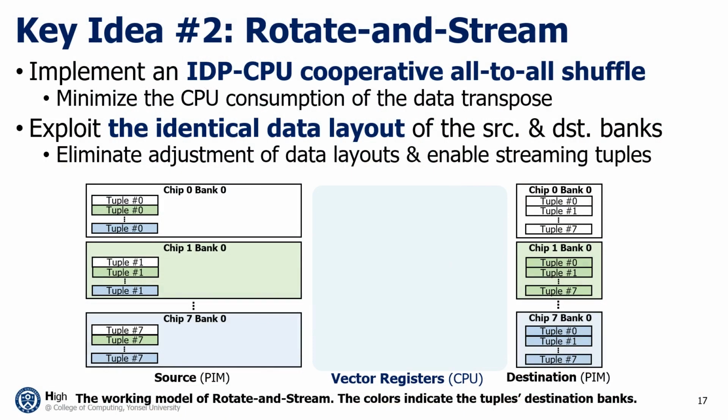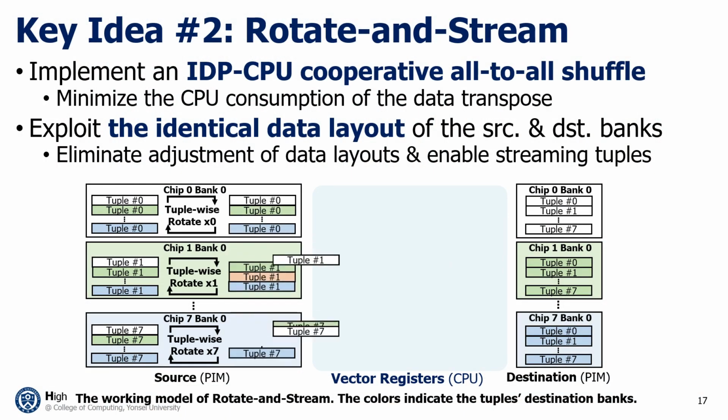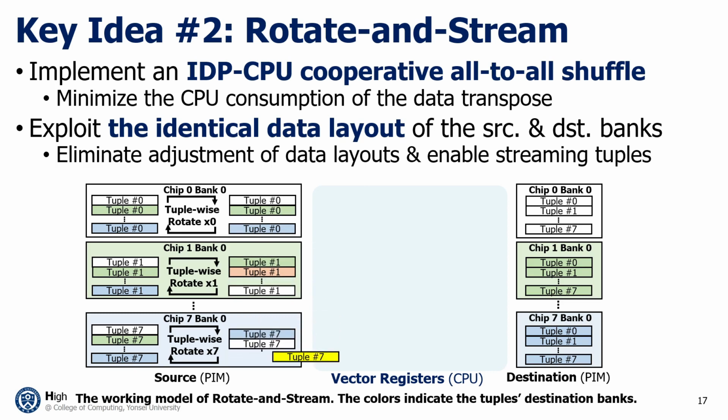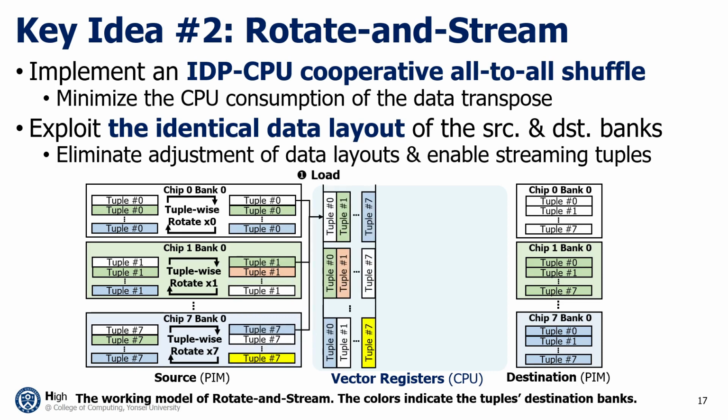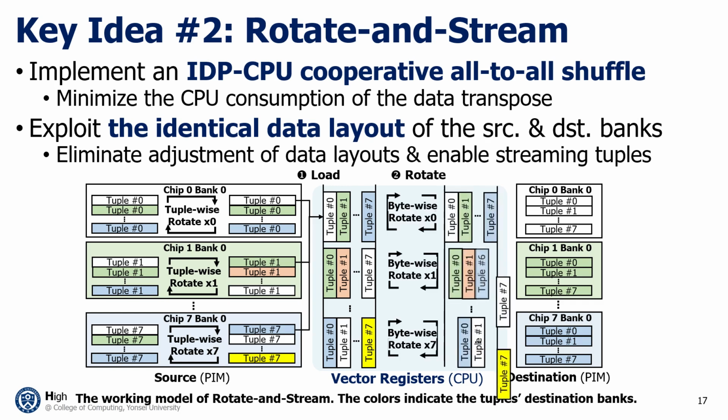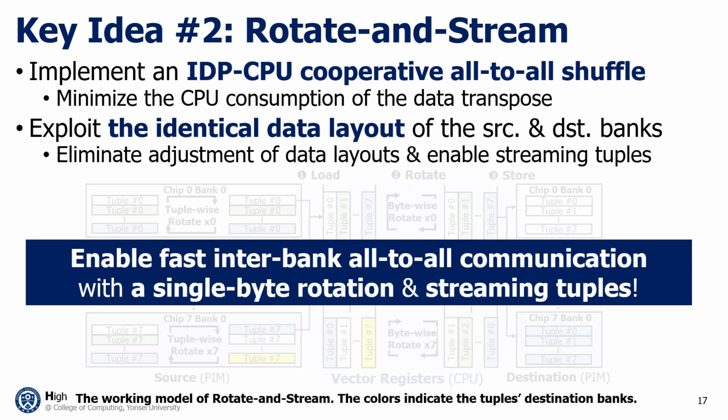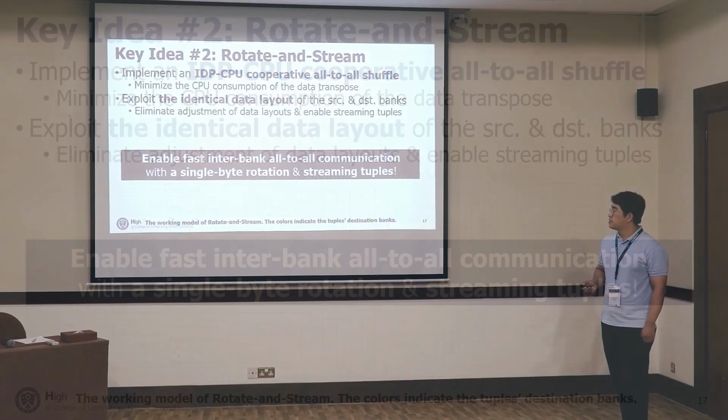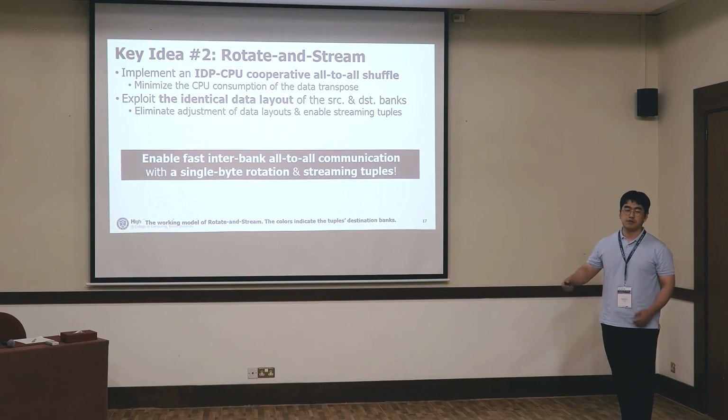So the working model of rotate and stream starts with the tuple-wise rotation on the host memory side. And we go directly to the vector registers, because we don't need to access the host memory, as we can stream out the tuples. So we perform byte transposing on the host vector registers directly and store the tuples to the destination banks. By doing this, we can enable fast inter-bank communication with a single byte rotation, and we can also stream the tuples.